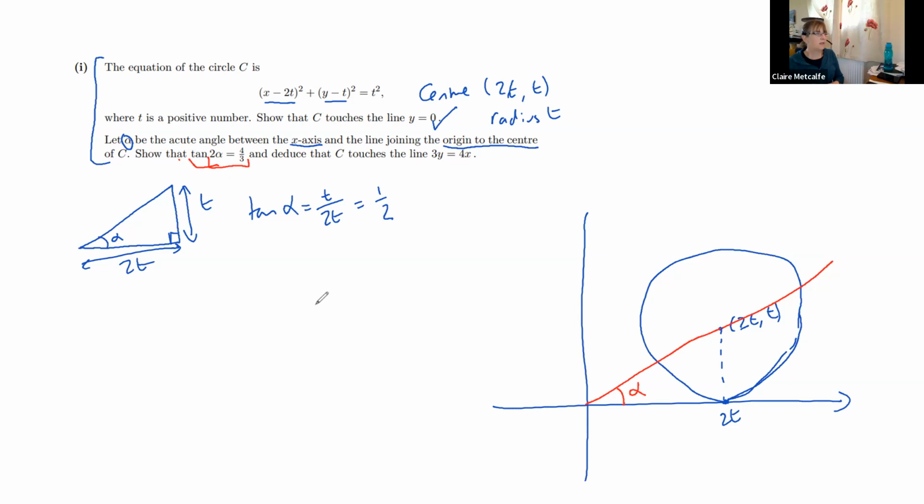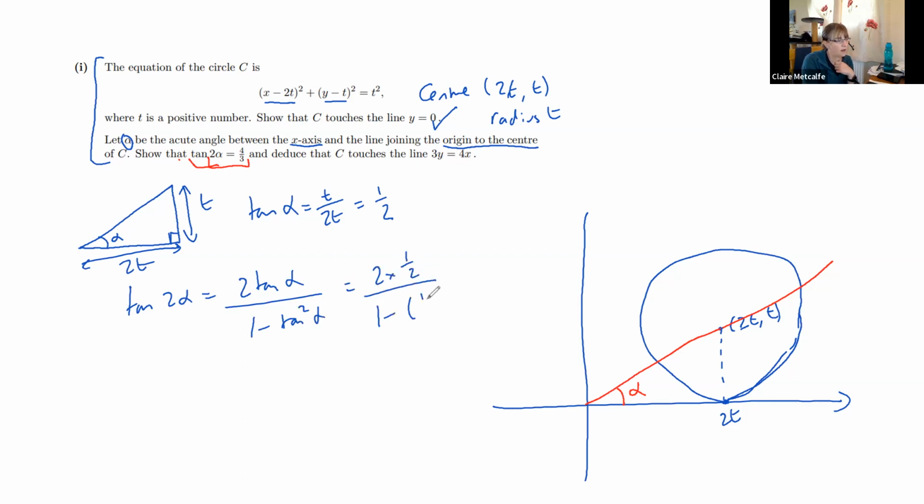Okay. Tan of 2 alpha, so we know what tan alpha is. Tan of 2 alpha is the same as 2 tan alpha over 1 minus tan squared alpha. So that is 2 times a half over 1 minus a half squared, which is 1 over 1 minus a quarter, which is the same as 1 over 3/4, multiply top and bottom by 4, that equals 4 over 3. So we've now done that part as well. So we know what tan of 2 alpha is.